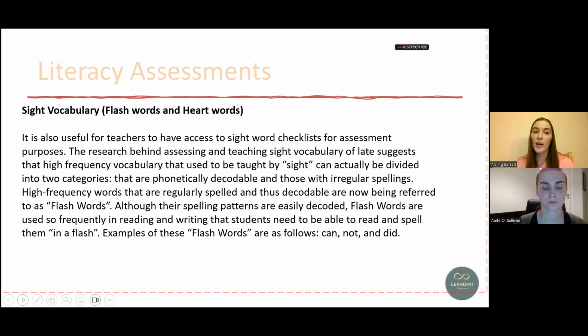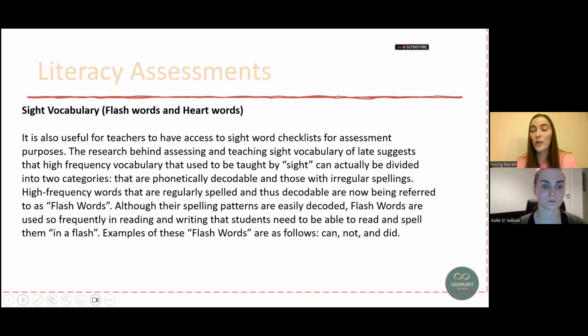Other assessments you might carry out are on sight vocabulary. So it's useful to have access to sight word checklists for assessment purposes. And I suppose the research behind assessing and teaching sight vocabulary of late has changed. Previously we would have taught words by sight, whereas now those words that we would have traditionally known as sight words have actually been divided into two categories. Words that are phonetically decodable, for example, and or it, and then those that have irregular spellings.